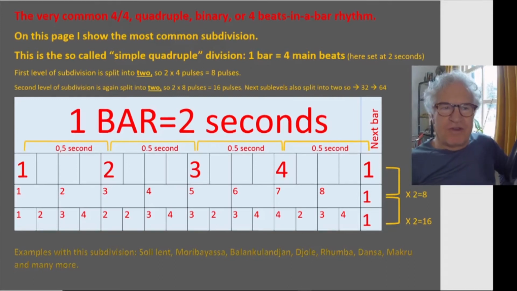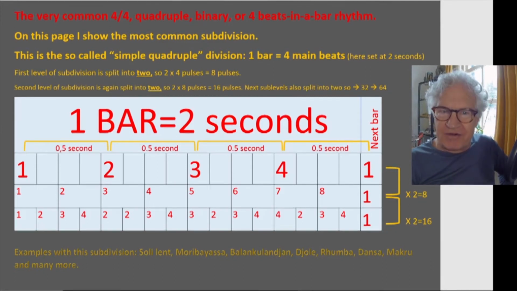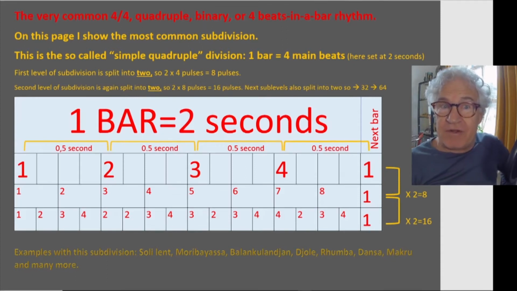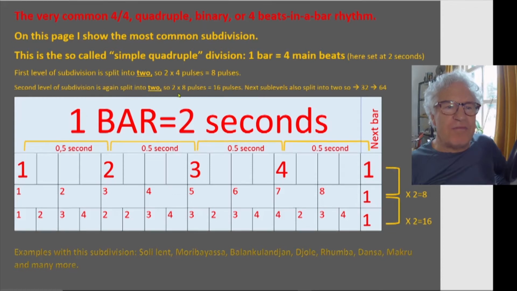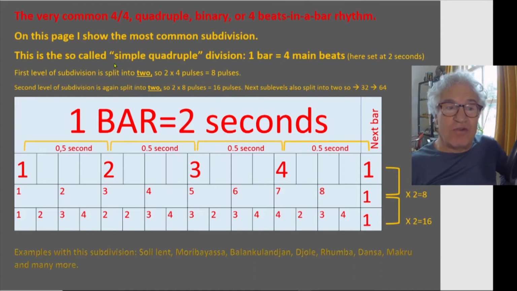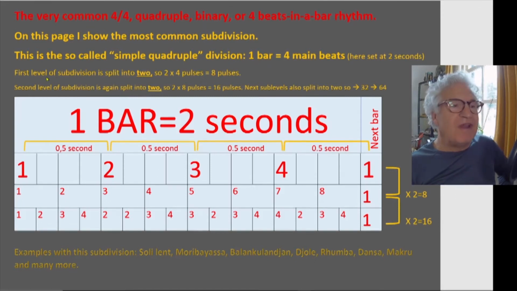First, let's look at a very ordinary 4-4, or quadruple, or binary rhythm of four beats in a bar. On this page, I show the most common subdivision. This is the so-called simple quadruple way of subdividing one bar. Of course, in a quadruple timing, one bar has four main beats.